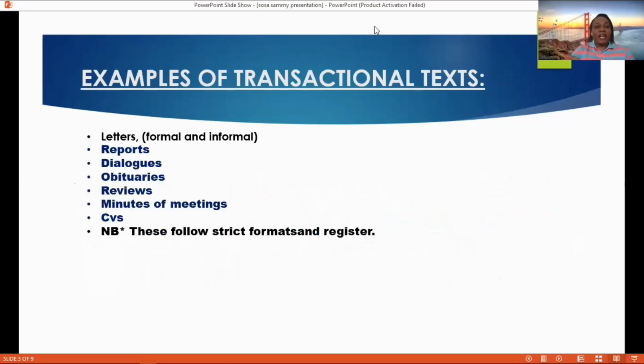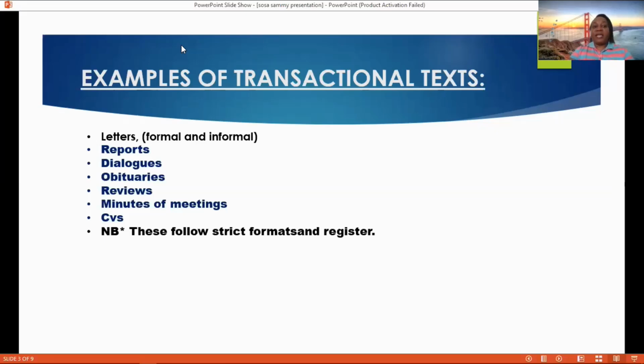Then we are going to look at our examples of transactional text. We have already indicated above that we have diaries, and we have a constitution or a policy. Those are some of the examples of transactional text, but I have added onto the list letters, formal and informal. We have already spoken about an informal letter being a transactional text. We also have reports. Most probably you are asked to write a report on what happened during break time when someone was beaten. Write a report as an RCL.